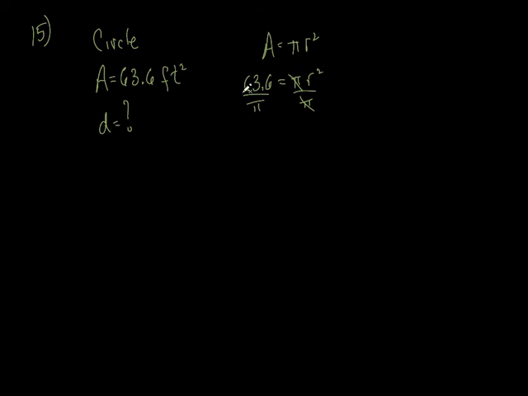So take the square root of this side and take the square root of this side over here. See, that squared goes away. So that is what the radius of that circle is. But we're still not finished because they don't ask for the radius, they ask for twice the radius.